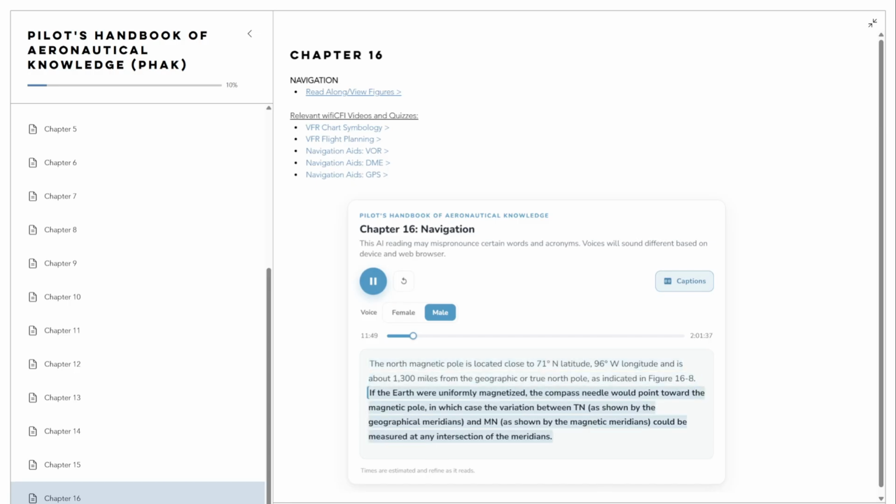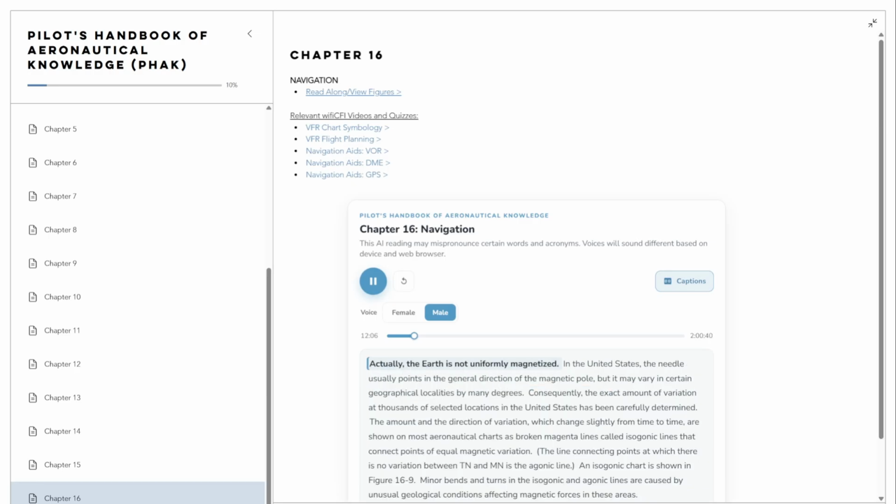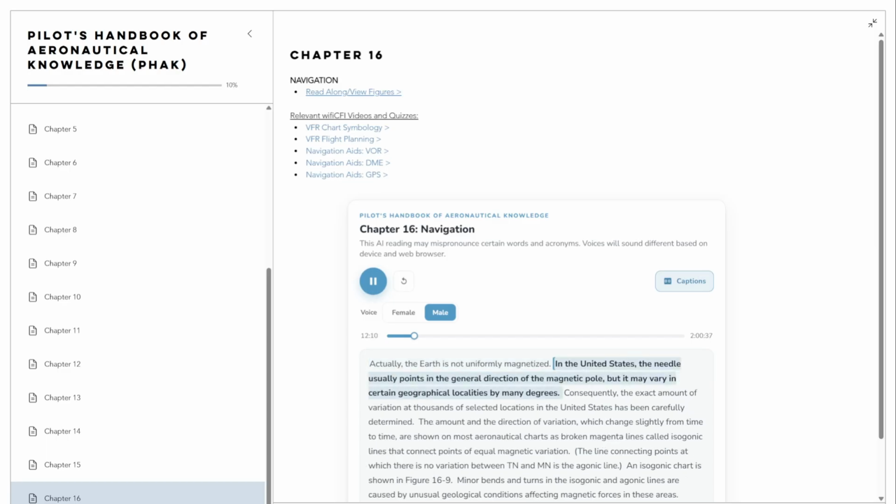If the Earth were uniformly magnetized, the compass needle would point toward the magnetic pole, in which case the variation between TN, as shown by the geographical meridians, and MN, as shown by the magnetic meridians, could be measured at any intersection of the meridians. Actually, the Earth is not uniformly magnetized. In the United States, the needle usually points in the general direction of the magnetic pole, but it may vary in certain geographical localities by many degrees.